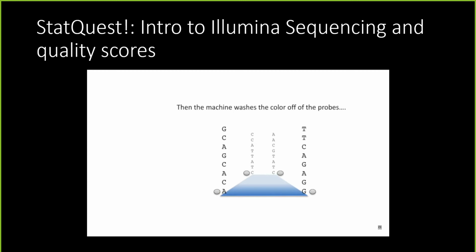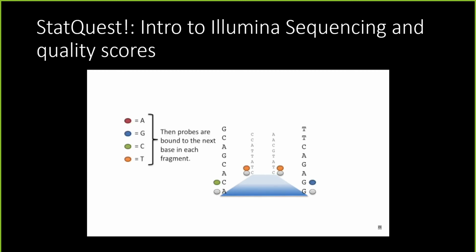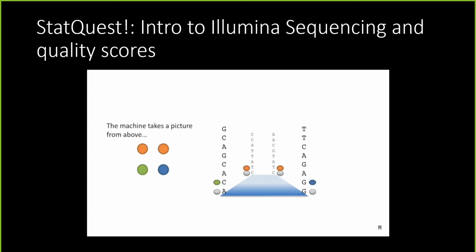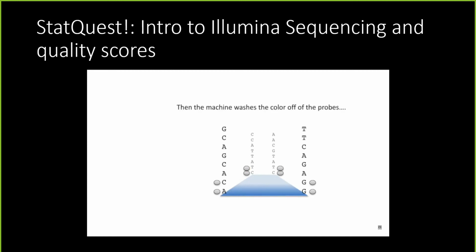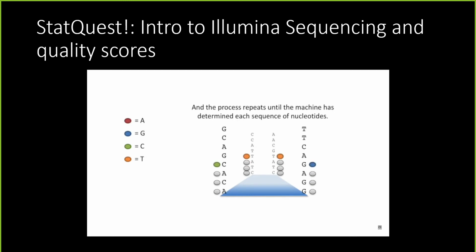Then the machine washes the color off the probes. Then the probes are bound to the next base in each fragment. The machine takes a picture from above, and now it knows that this base is C, this base is G, and these 2 bases are T. Then the machine washes the color off the probes, and the process repeats until the machine has determined each sequence of nucleotides. This is how it works with 4 DNA fragments.